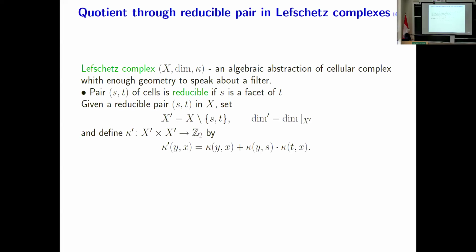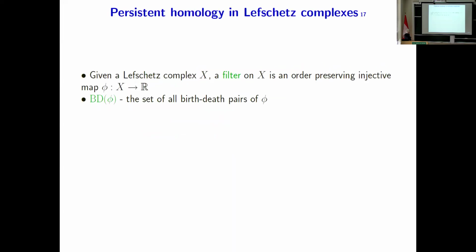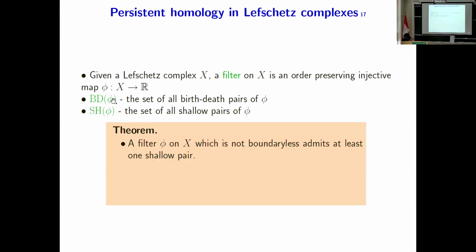We'll skip, I have no time to go through the details of the definition of the Lefschetz complex. So think about this as an algebraic abstraction of a cellular complex. The point is that we have the following theorem. So first notation, given a filter, as I already defined, this is the set of all birth-depth pairs associated with the filter, and this is the set of all shallow pairs associated with the filter.